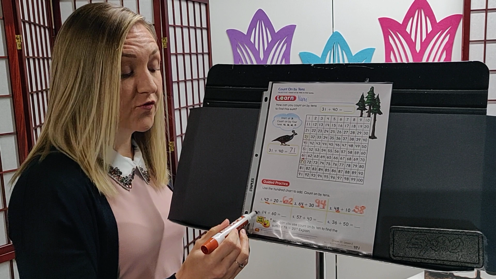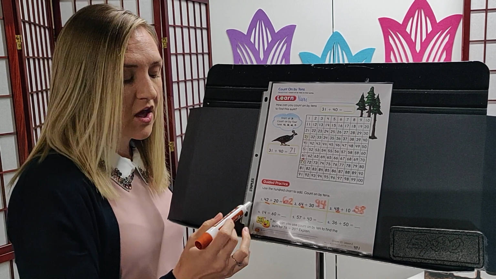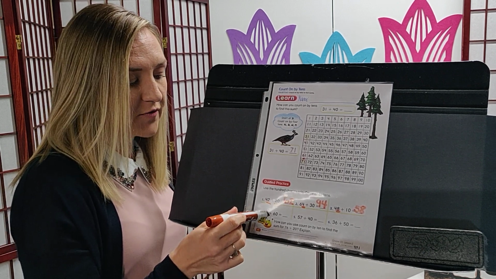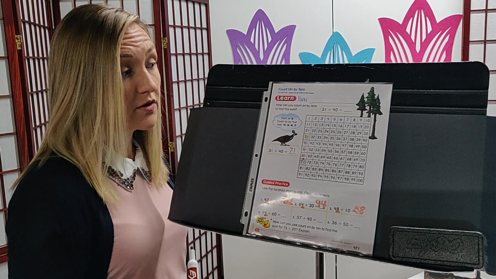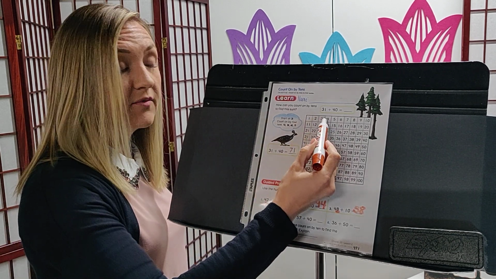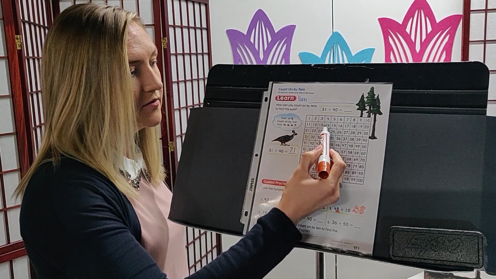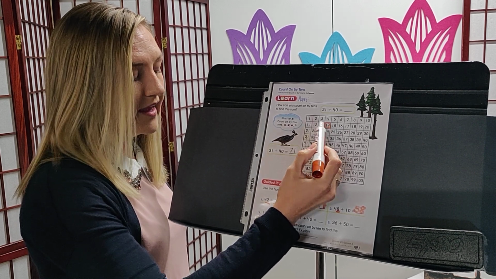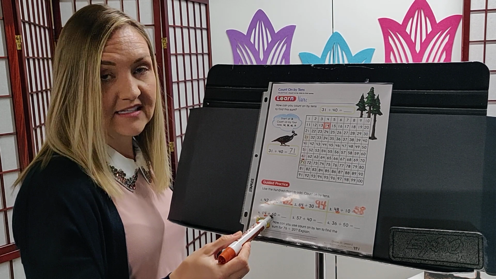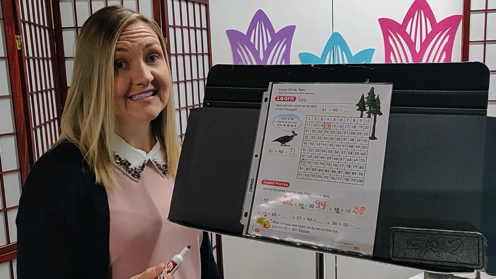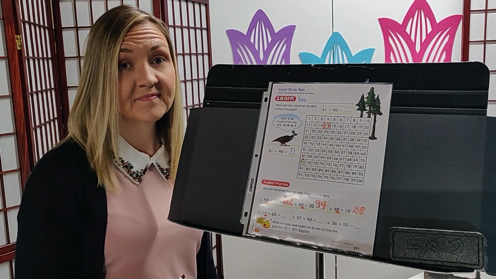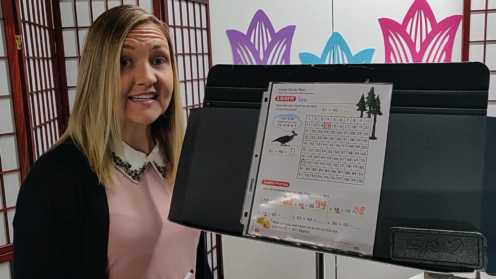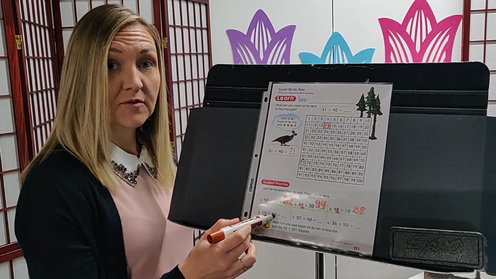Okay, number 4 says 14 plus 60. Now 14 ends with a 4, so we're going to go to our 4s column and scoot down until we find 14, which is right here. And we add 60. How many groups of 10 is 60? It's 6. 60 is 6 groups of 10.